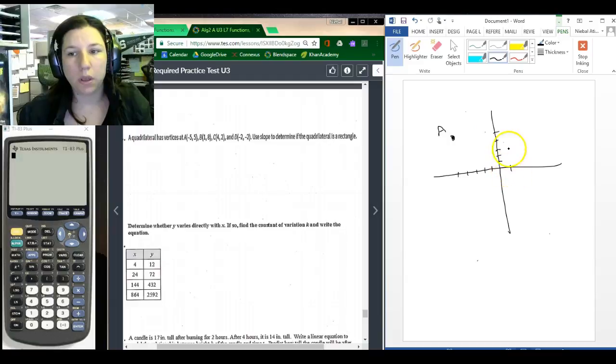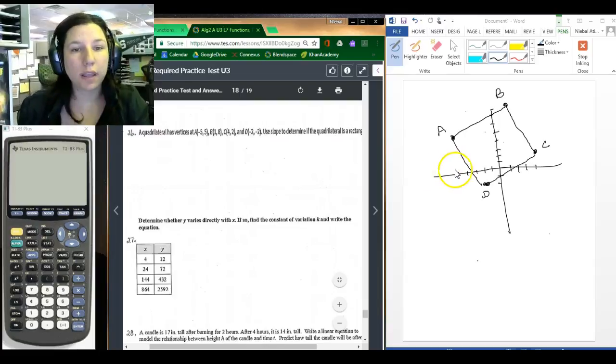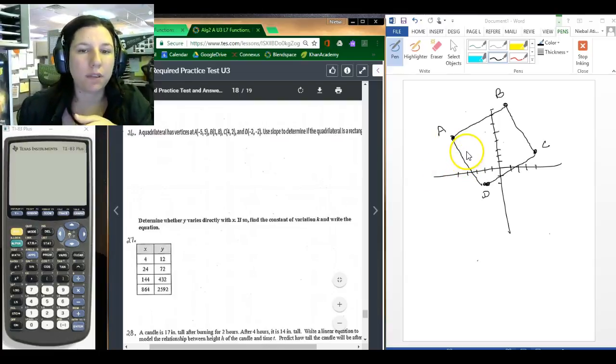And B is (1, 8). And C is (4, 2). And D is (-2, -2). So after you've graphed it, it may look like a rectangle, but we can't really make that assumption.